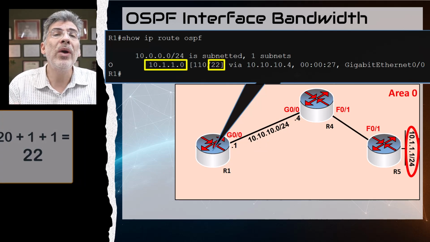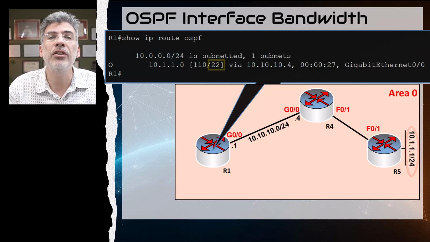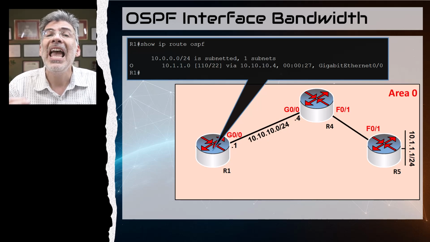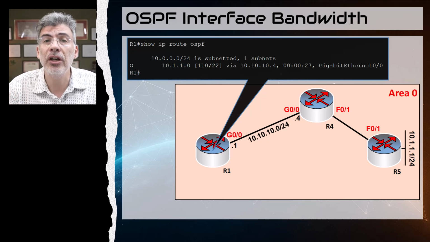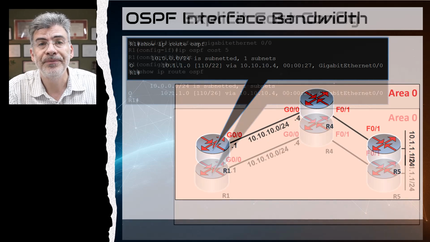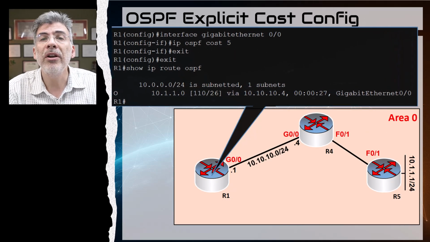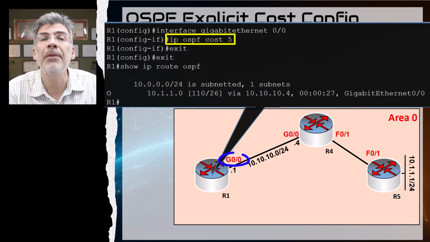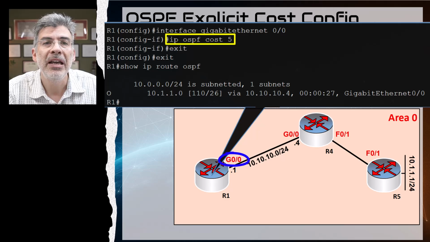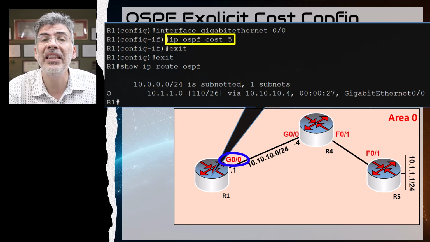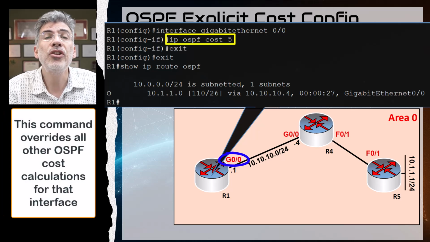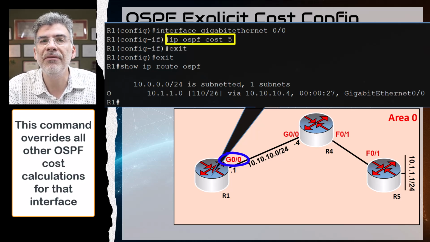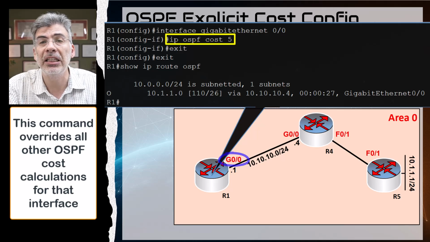Now there's one more way you can adjust the cost of an interface, and that's by simply explicitly configuring the cost on the interface itself. This can be done like so. Here on R1, we are assigning a cost of 5 to the GigabitEthernet 0/0 interface. This can be done by simply issuing the ip ospf cost 5 command in the interface configuration mode. This overrides any other bandwidth configuration and reference bandwidth calculations.